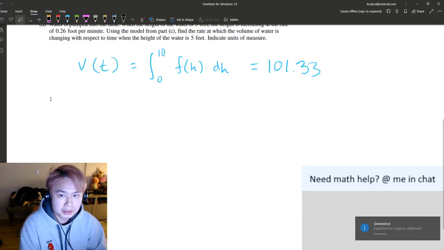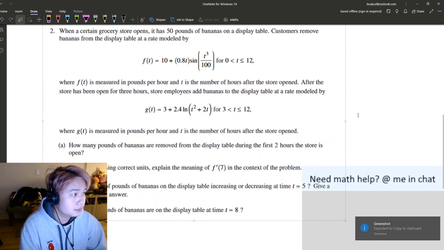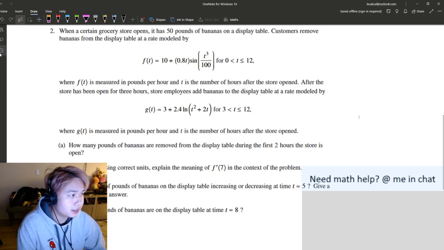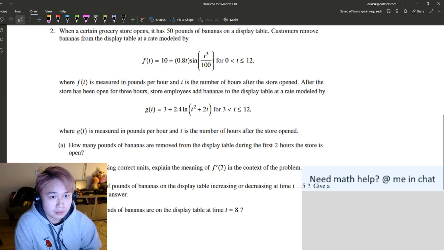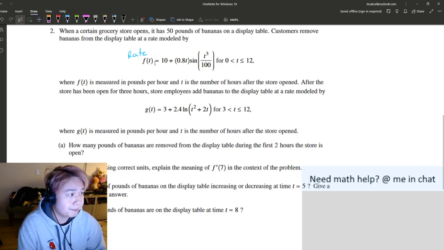And then number 2. Okay, we have a grocery store opening. There's 50 pounds of bananas, and then people remove bananas at a rate here. So here's your rate. And then this one I think is going to be like the escalator one. So this is bananas leaving.